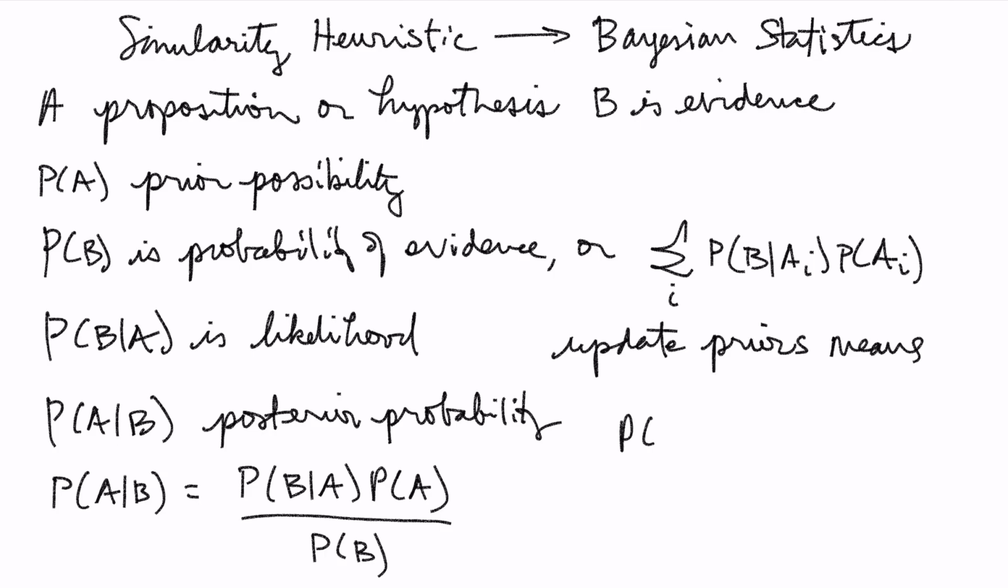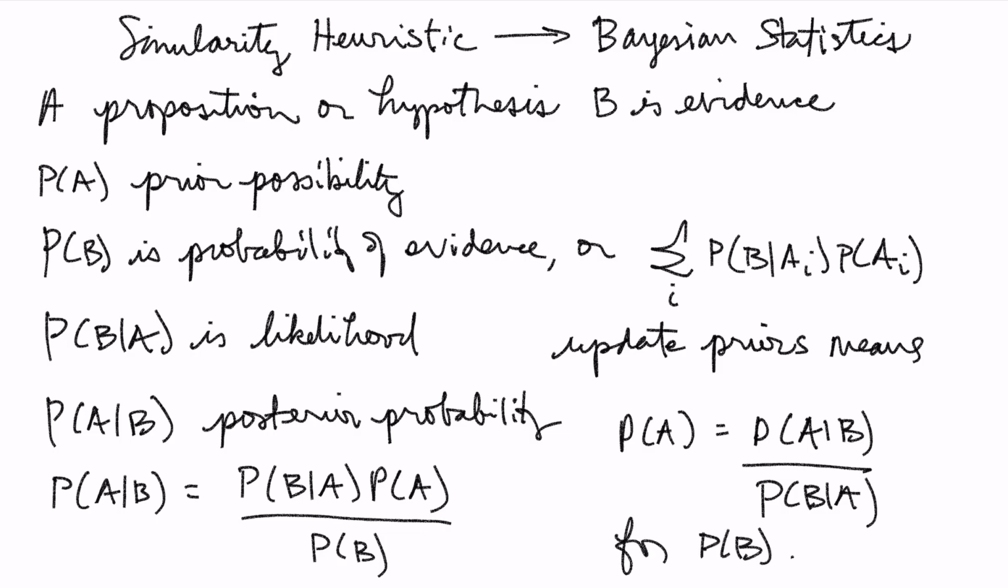Updating priors means resetting your prior belief in probability of A, or probability of A is equal to the probability of A given B divided by the probability of B given A, where the probability of A given B, again, is the posterior observation that updates your beliefs for the next assessment.